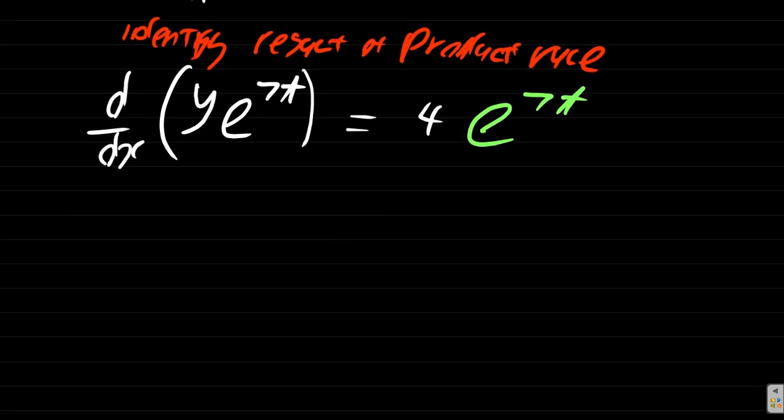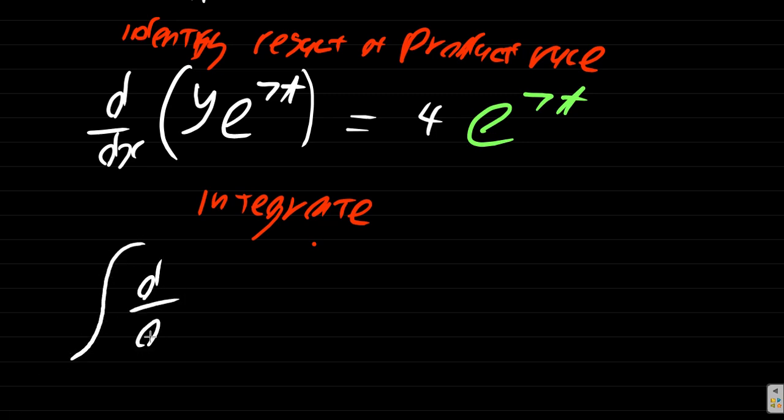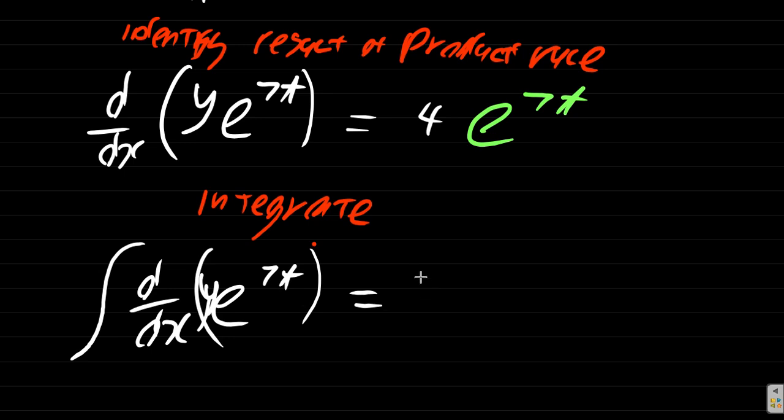What's the next step? Now remember, you need to release the y from inside there. So what you're going to do is integrate. Now you have the integral of d by dt of y e to the 7t equals the integral of 4e to the 7t.